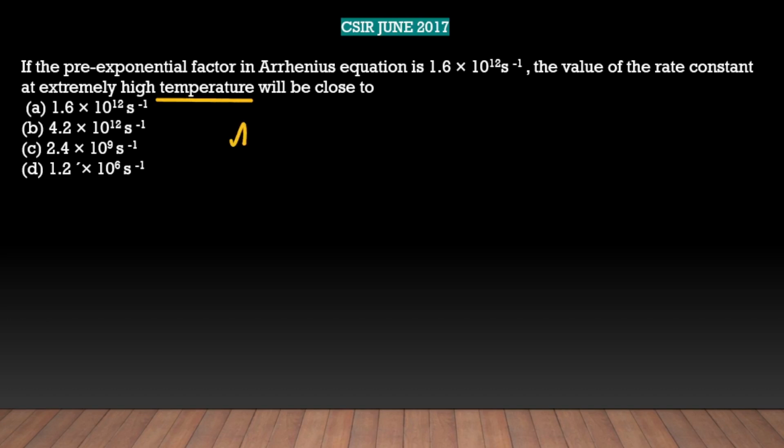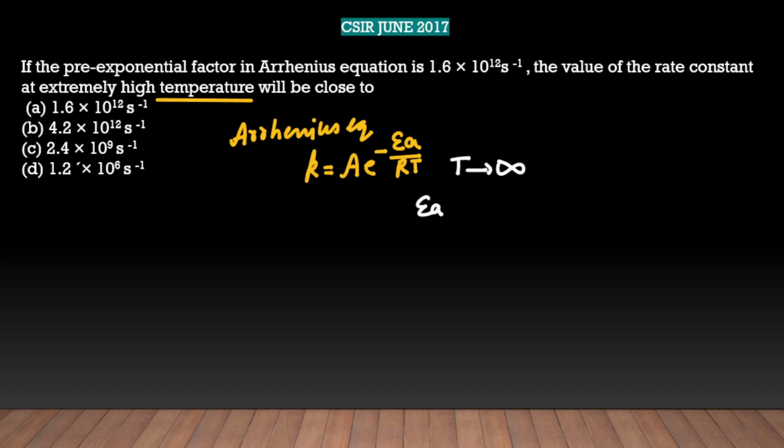So according to our Arrhenius equation, we have the rate expression: rate constant is equal to A times e raised to the power of minus Ea upon RT. Now they are saying it is at extremely high temperature, which means we can consider T is approaching infinity. So in that case, Ea upon RT will be equal to 0, right? Because we have made T reach infinity.